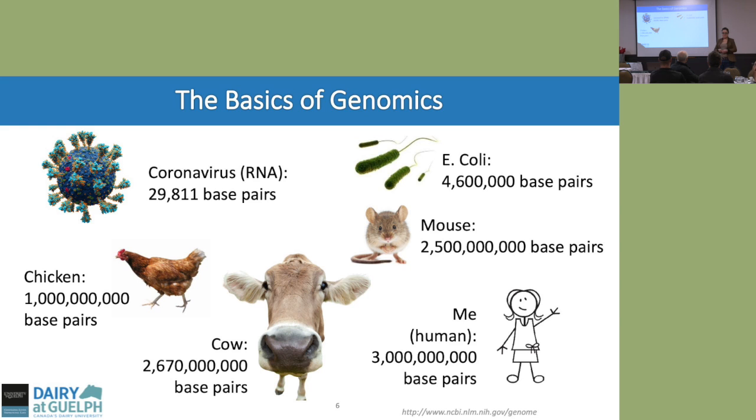A chicken, about 1 billion. What about a mouse? 2.5. What about a cow? 2.6. What about a human?